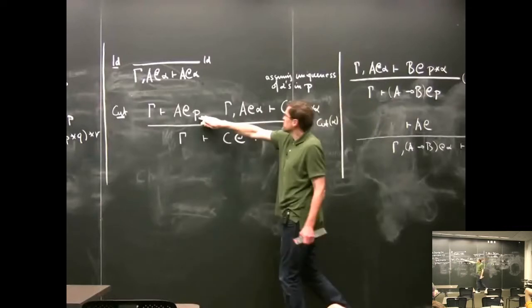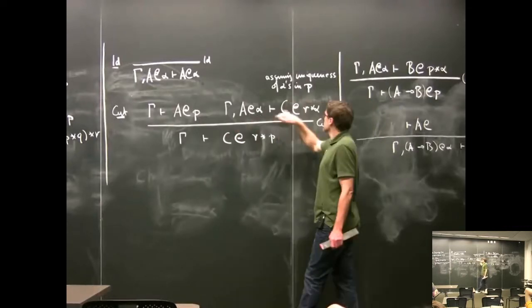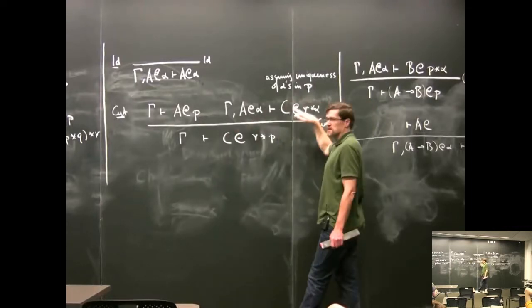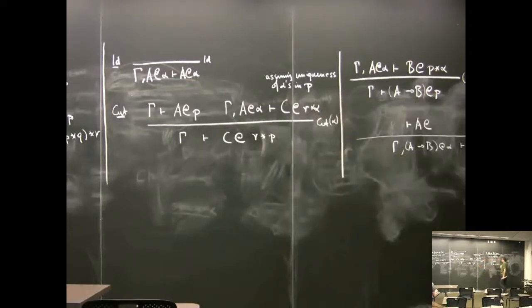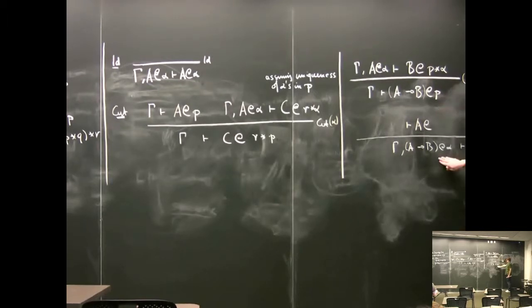So we prove A at P, then we assume a new alpha, which has a local scope up here, and then this is our conclusion. And so that's our cut rule, at least one of our cut rules. Here we already say alpha is new, so this one should be okay. Okay, so now we come back to here.